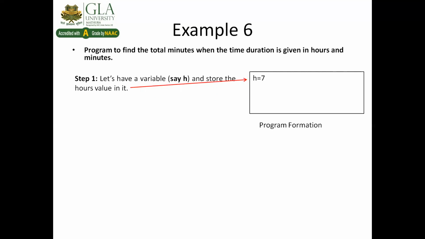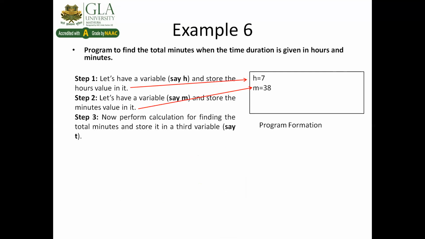It means in my input part I'm giving 7 hours, followed by m, which is storing the minutes. So I'm giving m equal to 38 minutes. So I have 7 hours and 38 minutes, and I want these 7 hours and 38 minutes to be combinedly written in minutes only.